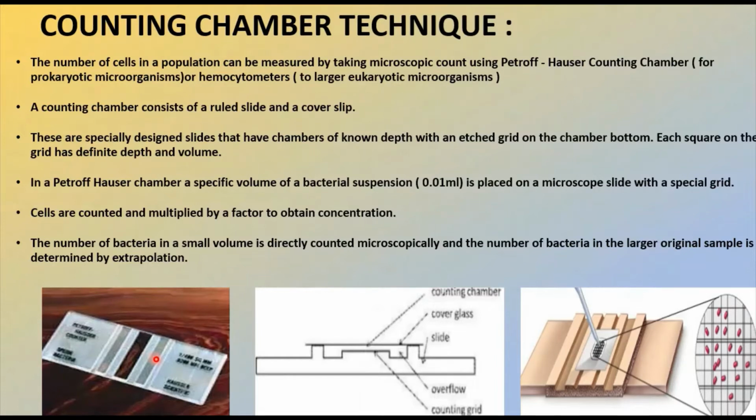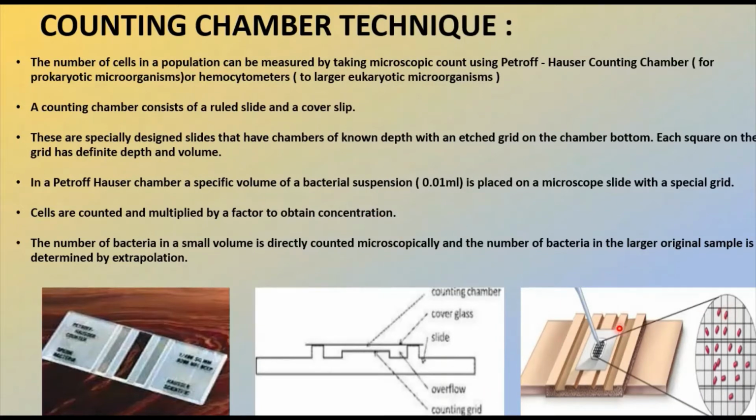So if it is related to large eukaryotic cells, then we are going to use the Neubauer chamber, or otherwise, if it is a prokaryotic microorganism, we are going to consider the Petroff-Hausser counting chamber. These Petroff-Hausser counting chambers are specially designed slides that have chambers of known depth and an etched grid. Here you can see the grid on the chamber bottom, and each square on the grid has a definite depth as well as volume.